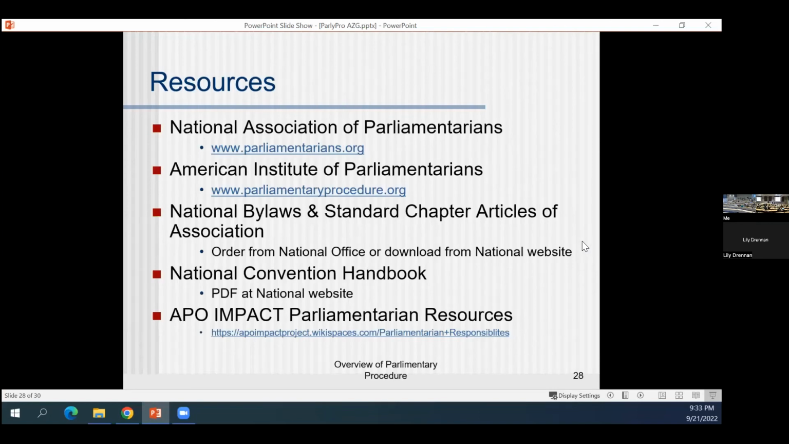A few resources. The National Association of Parliamentarians has a lot of excellent online resources, because this book is not expensive, but it's a lot to try and go through and digest. They have several 1 or 2 page guides, tables that give you most of the information. The American Institute of Parliamentarians also has some good information. Within the fraternity itself, the national bylaws and standard chapter articles of association are excellent resources when you're looking at your bylaws, chapter structure. And the APO Impact has a series of parliamentary resources.